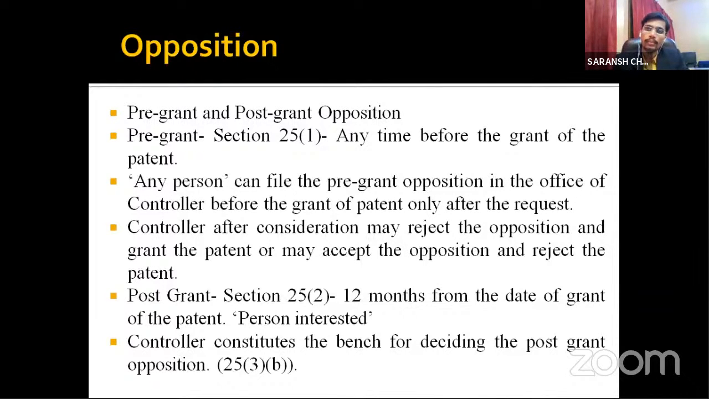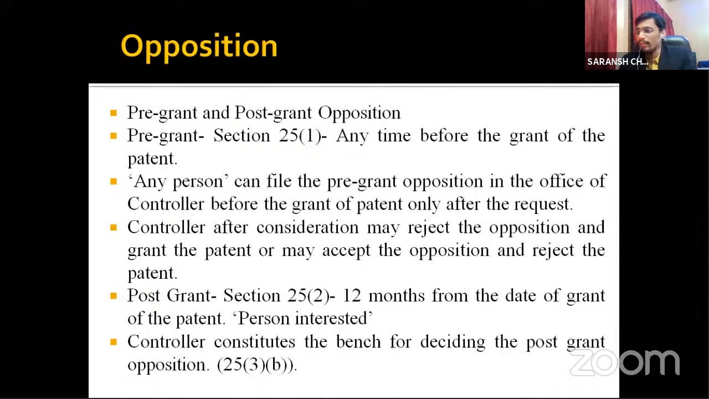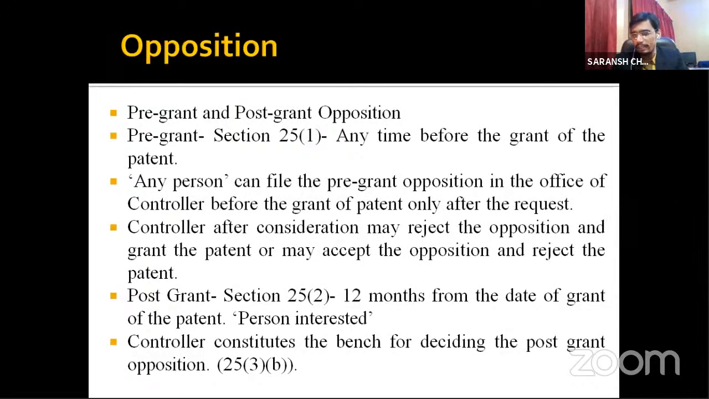This is the freedom that is being given by the patent office, that any person can go and file a pre-grant opposition. While when we deal with the post-grant opposition, it is written "person interested." Person interested has been specifically mentioned under Section 2 clause 1(t), which means that you are a person interested only when you are engaged in that research, or you are promoting that research.